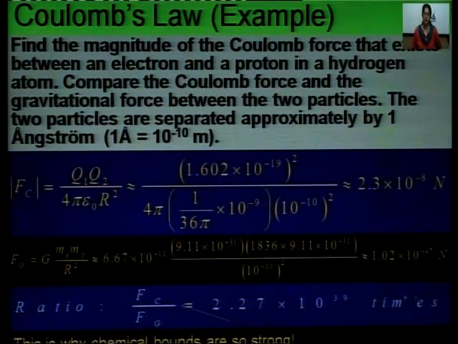So this is gravitational force and this is Coulomb's force. Now finding the ratio, Coulomb force divided by gravitational force. This comes out to be 2.27 into 10 raised to the power 39 times. So just see, Coulomb's force is this many times stronger than the gravitational force. So this is why chemical bonds are so strong.